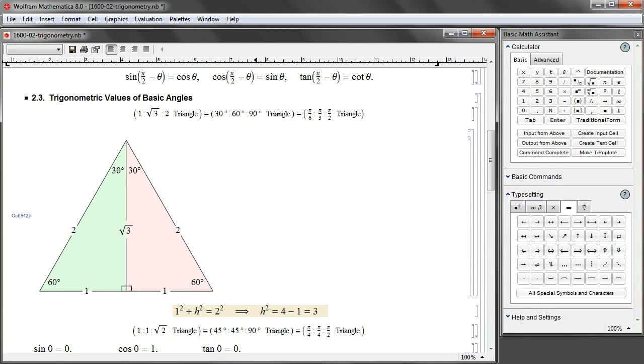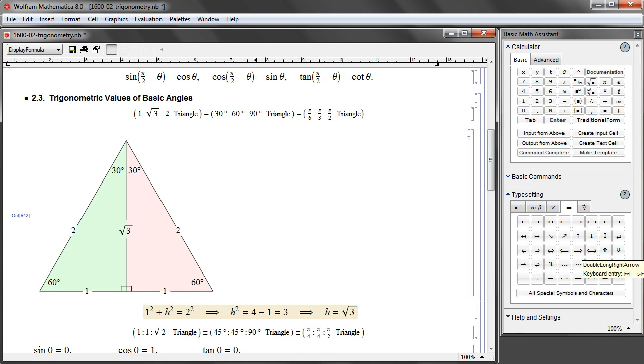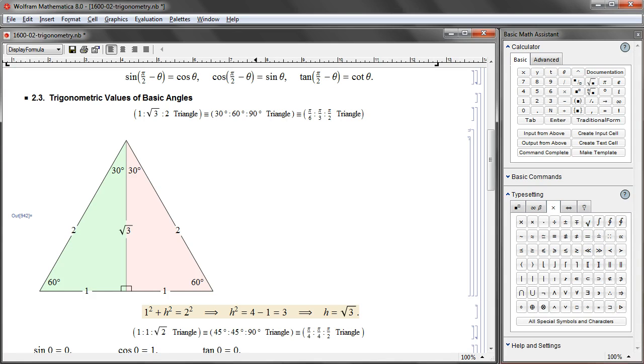So taking the square root, we get h equals the square root of 3. Of course, we are talking about geometry, so negative square root of 3 doesn't make any sense. That's how we can find out the height of an equilateral triangle of side 2, excuse me, with square root of 3. Consequently, we end up with a standard triangle with 30 degrees and 60 degrees with sides 1, square root of 3, and 2.